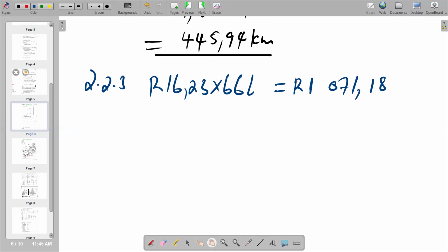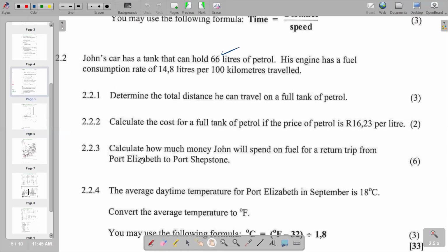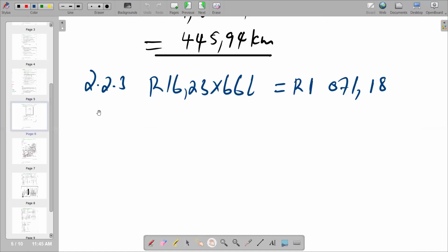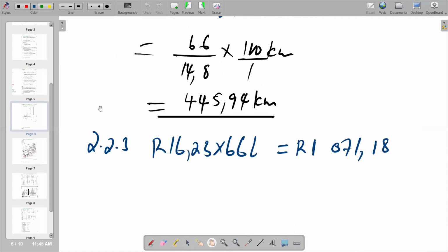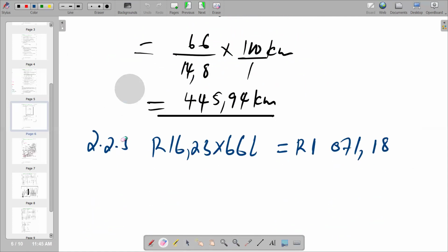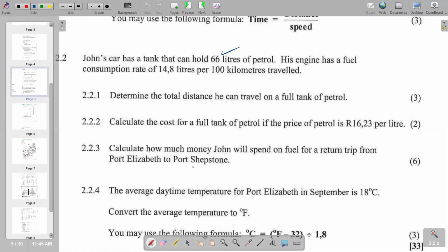We move on to the next question. Sorry, this was supposed to be 2.2.2, so we can just correct that, and now we move on to 2.2.3. 2.2.3 is: calculate how much money John will spend on fuel for a return trip from Port Elizabeth to Port Shepstone.